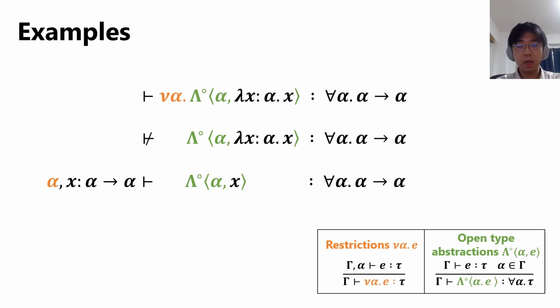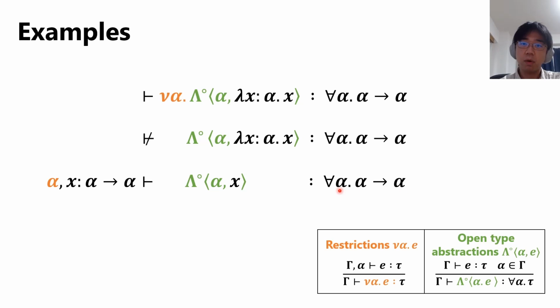To find the usage of these new constructors, let's see three examples of typing judgments with them. For the first example, this combination of restrictions and open type abstractions expresses the ordinary type abstraction, so it can be of the polymorphic identity type. The second example is not well typed because the open type abstraction requires the generalized type variable alpha to be in the context. Perhaps the third example is the most interesting. It shows that open type abstractions can generalize the type variable alpha, which appears in the type of x, although x is bound outside the open type abstraction. This is impossible if we use the ordinary type abstraction instead of open type abstractions. But the open type abstraction can generalize alpha, and it can be of the polymorphic identity type.